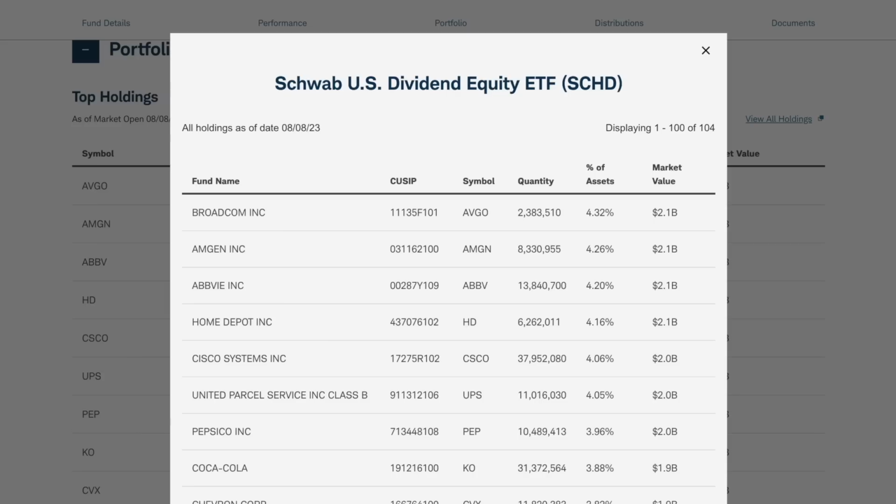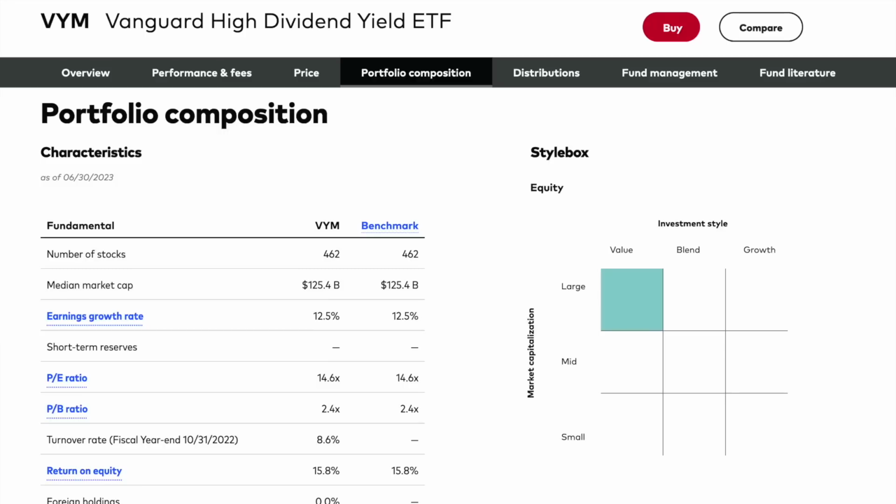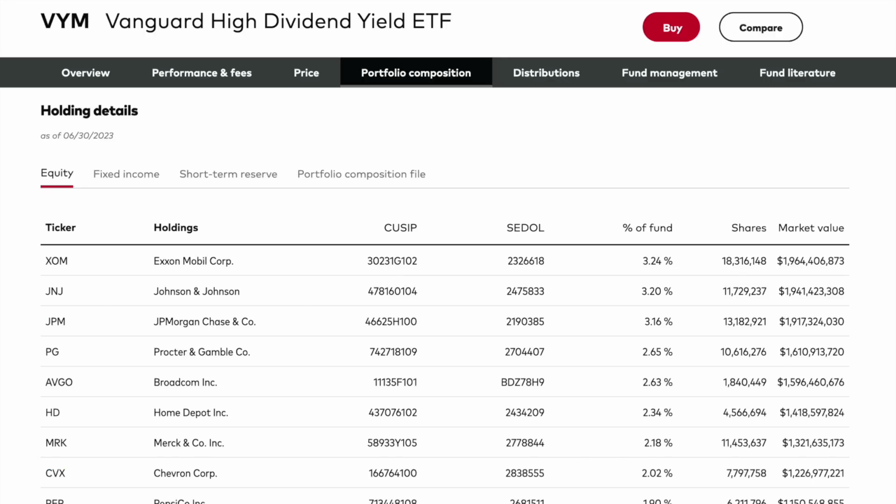If we look on SCHD's website, we can see this ETF currently has 104 different holdings in it. It has all the popular dividend stocks including AbbVie, Home Depot, Coca-Cola, and so forth. Their largest holding makes up 4.32% of this ETF. Going on to VYM's page, we can see it currently has more than 4 times as many positions at 462. This fund holds nearly all the same holdings as SCHD, and their largest investment makes up 3.24%, which is a bit less than SCHD's largest holding.